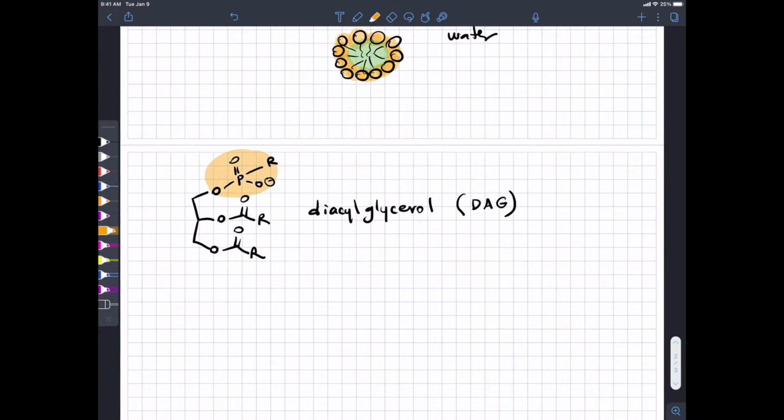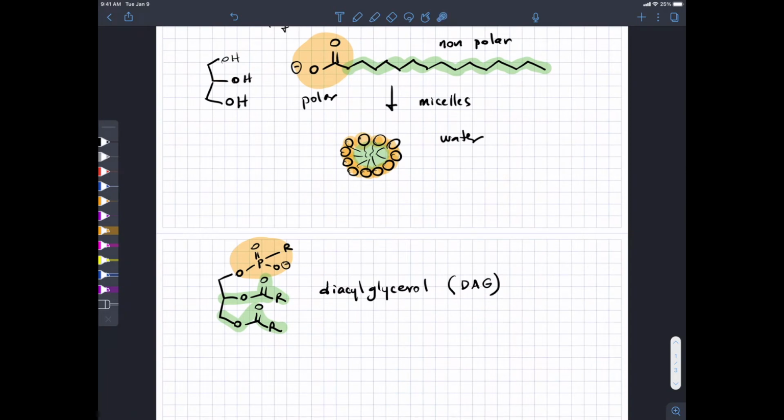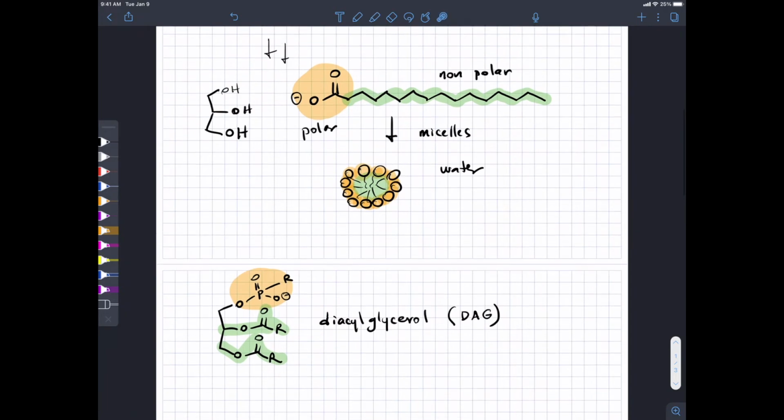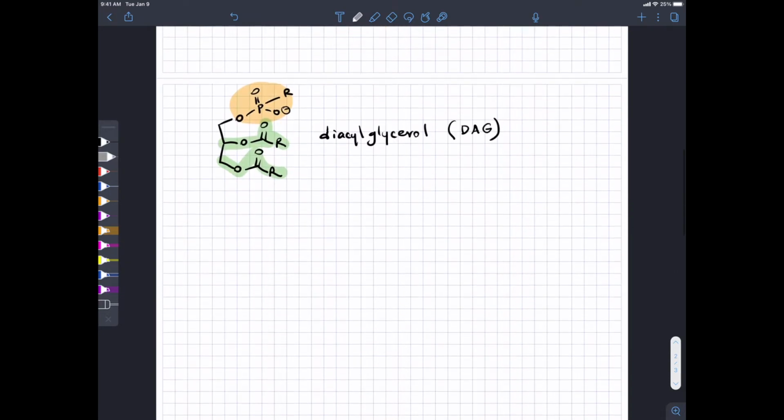and 2 nonpolar tails. But the shape is different because instead of having a polar head group with 1 nonpolar tail, you've got 2. When you have just 1 nonpolar tail, the general shape of the molecule is sort of conical. So that fits nicely into a micelle. When you have 1 polar head group and 2 nonpolar tails, the shape is more cylindrical.